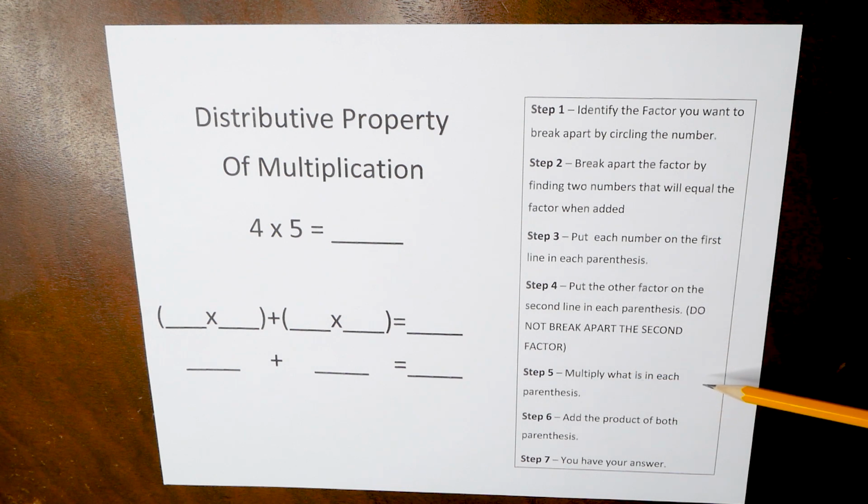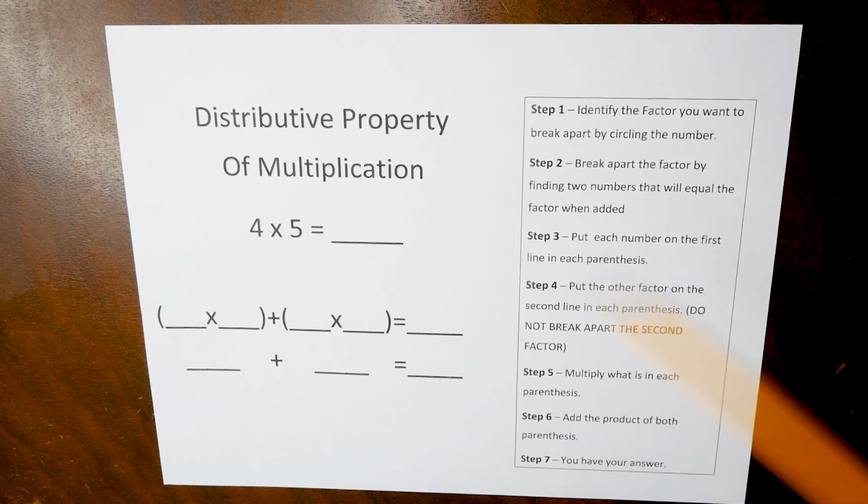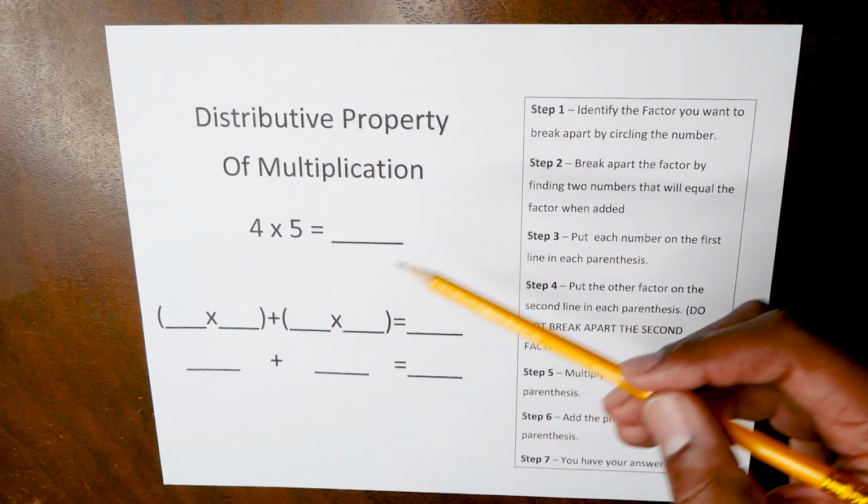Step 5, multiply what is in each parenthesis. Step 6, add the product of both parentheses. And step 7, you will find your answer. So we're going to work this out together. You're going to watch me do this. And we're going to do another problem where the numbers are both odd and show you guys how to break that apart.